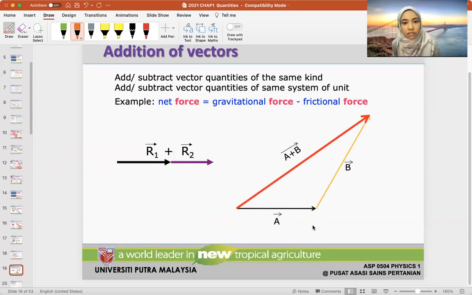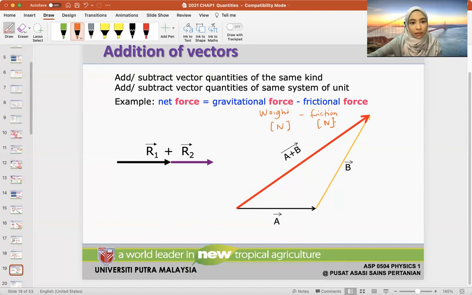Okay, and then we have addition of vectors. We can add and subtract vector quantities of the same kind and of the same unit. For example, we can add gravitational force, your weight, with friction, like I told you before. You can add or subtract weight and friction because they both have the same units. Even though their direction is not the same, you can add them together because they are of the same kind, of the same units.